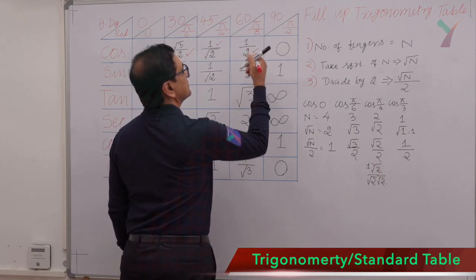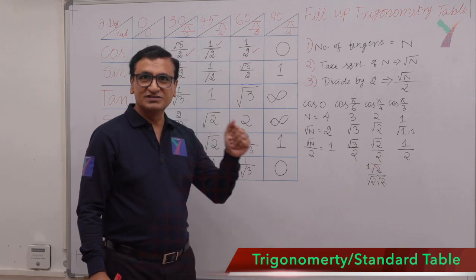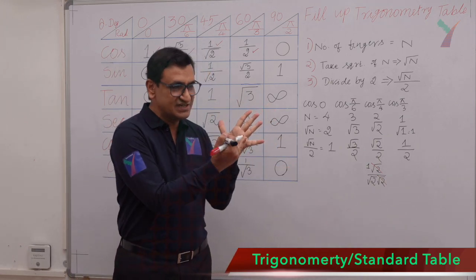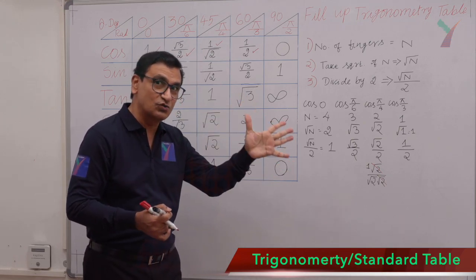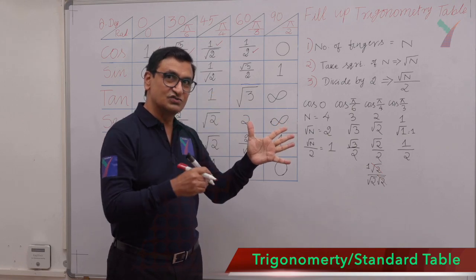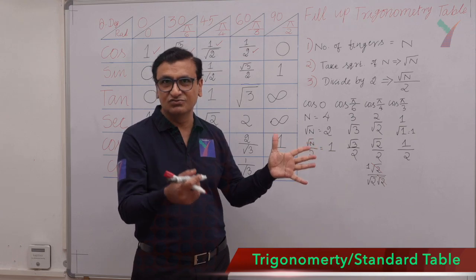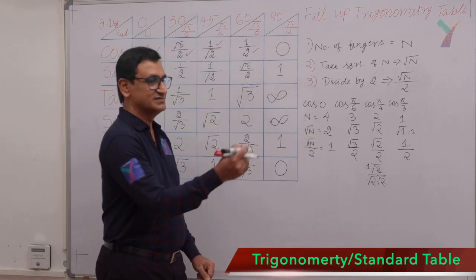Next is pi by 2. Now what is the place value holder for pi by 2? It is little finger. So I have extended the little finger also. So how many fingers closed? It is 0. So square root of 0 is 0. Then 0 divided by 2 is 0. So cos pi by 2 should be 0. Here it is 0.